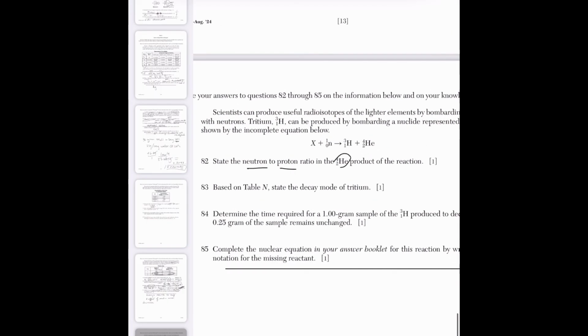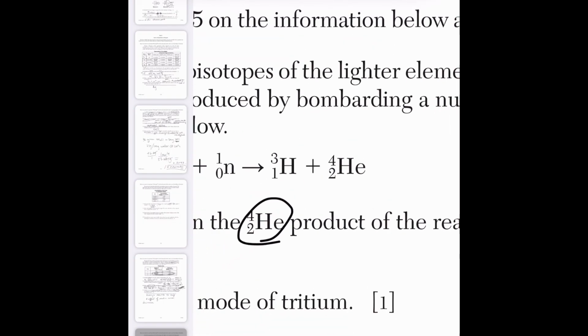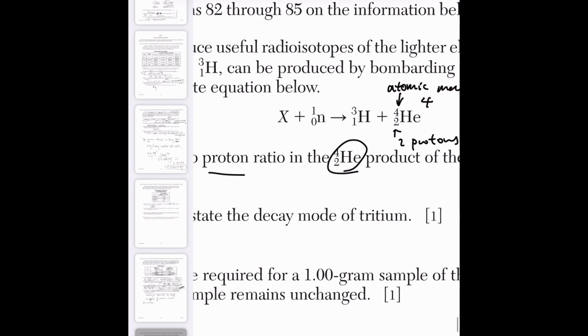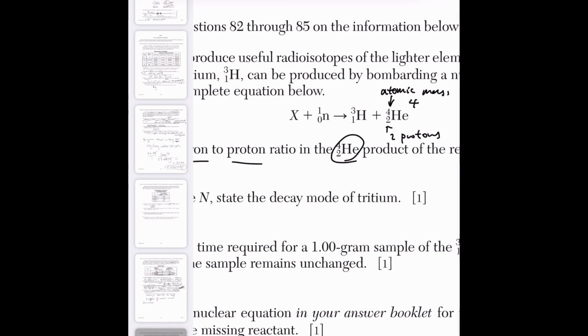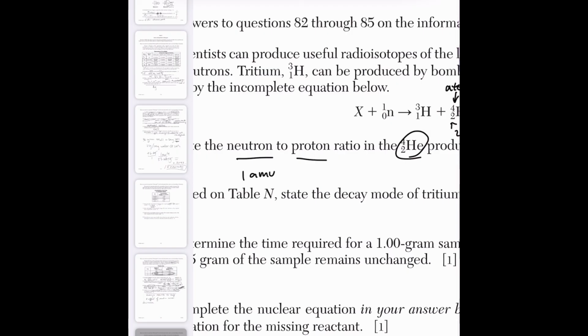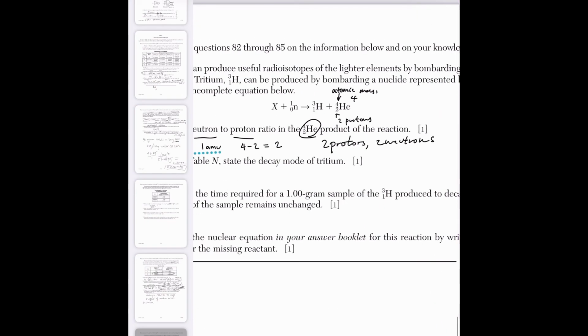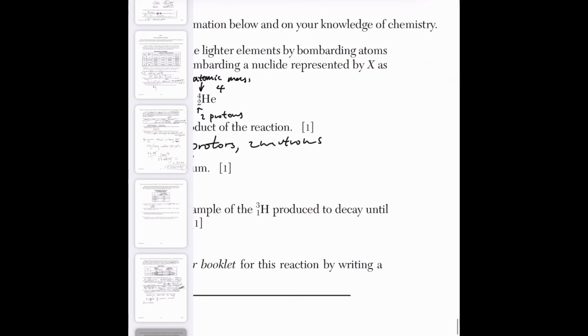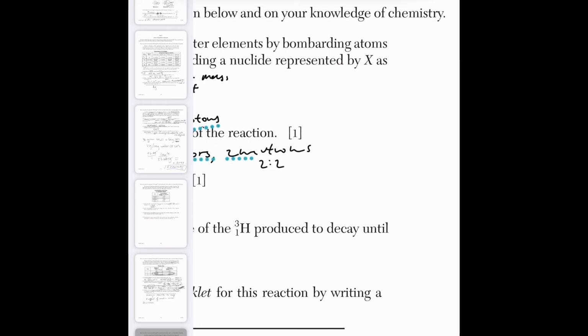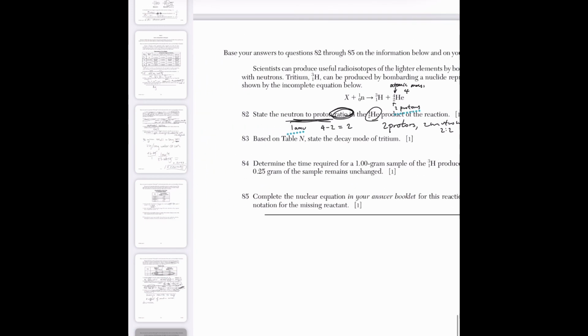State the neutron to proton ratio in the helium product of the reaction. So it gives you that it has 2 protons, atomic mass 4. So we know that the protons and the neutrons are each 1 AMU. Since we have 2, 4 minus 2 is 2. So you have 2 protons, 2 neutrons, and we want to be sure to answer the problem, so we have to state the ratio. You can say either 2 to 2, however you want to express it, 2 over 2, 1 to 1 ratio. These answers, I think, are all acceptable.